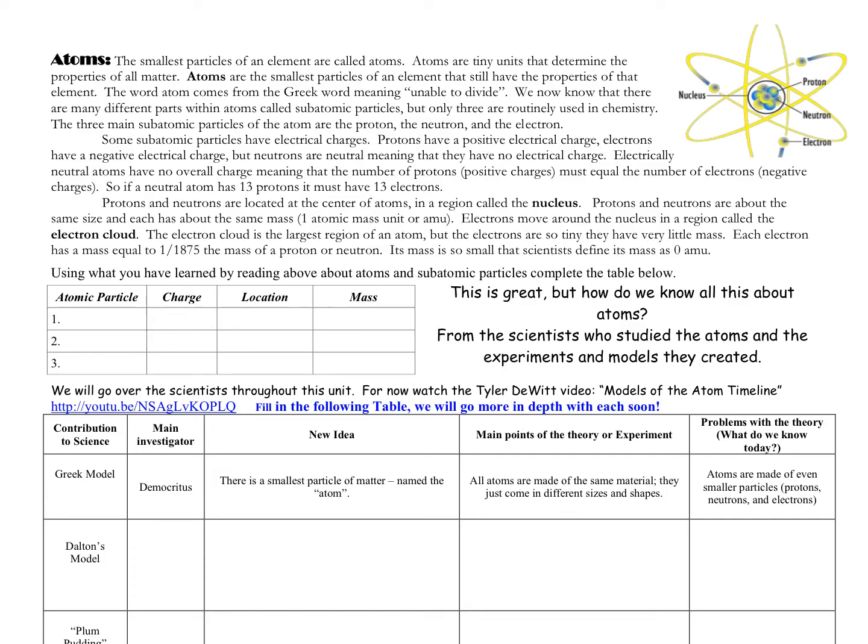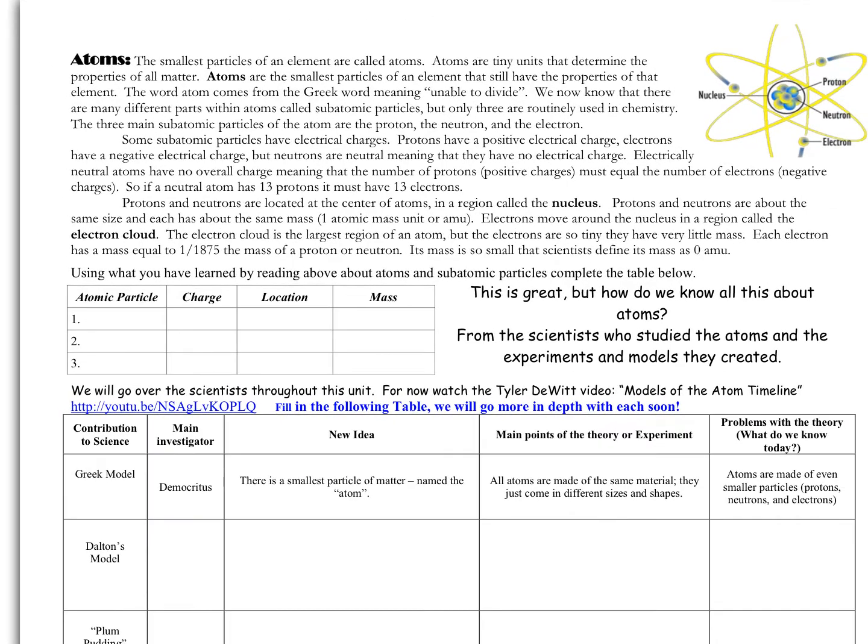Atoms are the smallest particles of an element. So if I take any element and I break it down and I break it down and I break it down, the last thing that I'll have that I can still call that element is an atom.